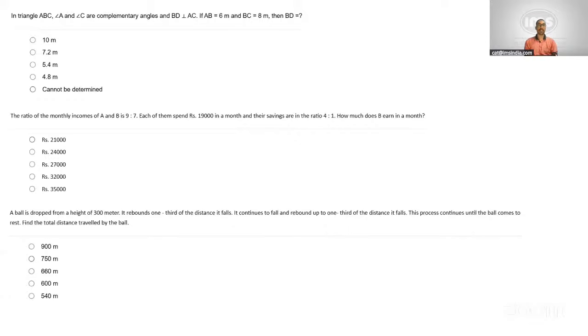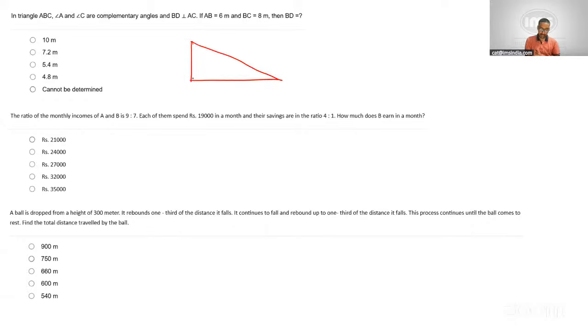Okay, this has three questions. I might try something. In triangle ABC, A and C are complementary angles. Means add up to 90. So B alone is 90 for sure. And BD is perpendicular to AC. If AB is 6, BC is 8, then what is BD? I think I might be able to solve this. Let's see.